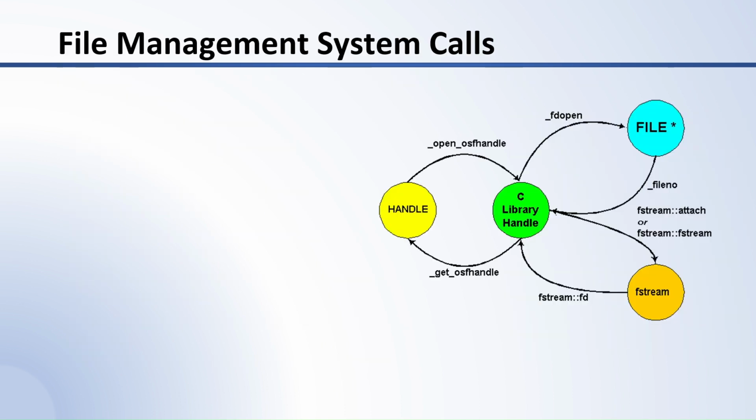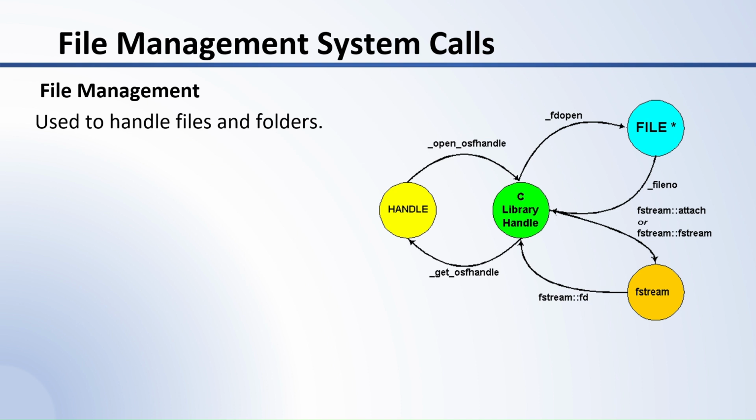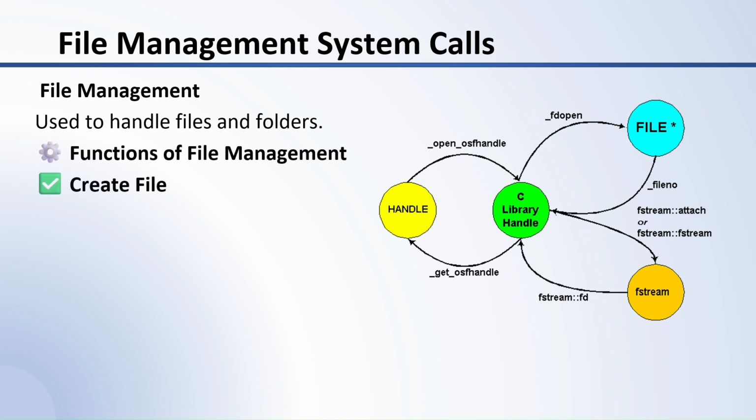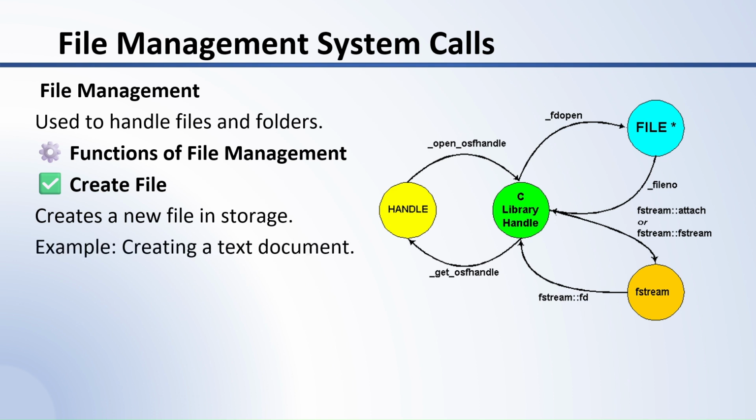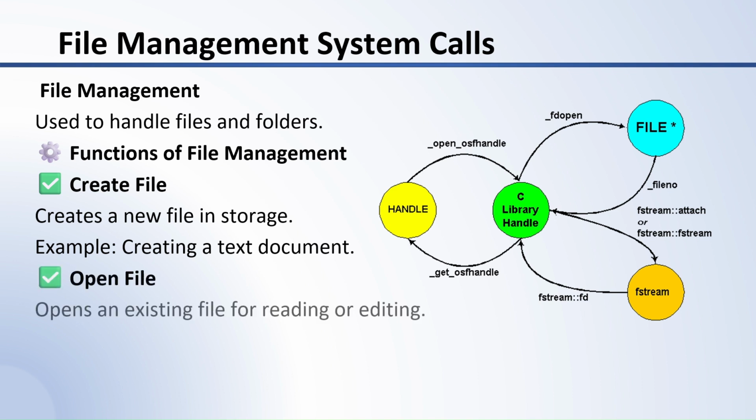File management system calls. File management system calls are used to manage files and folders in the computer system. These system calls help users create, open, read, write, and delete files. Now let us understand each function clearly. Create file. This system call creates a new file in storage. For example, creating a new text document. Open file. This opens an existing file for reading or editing. For example, opening a PDF or Word document.